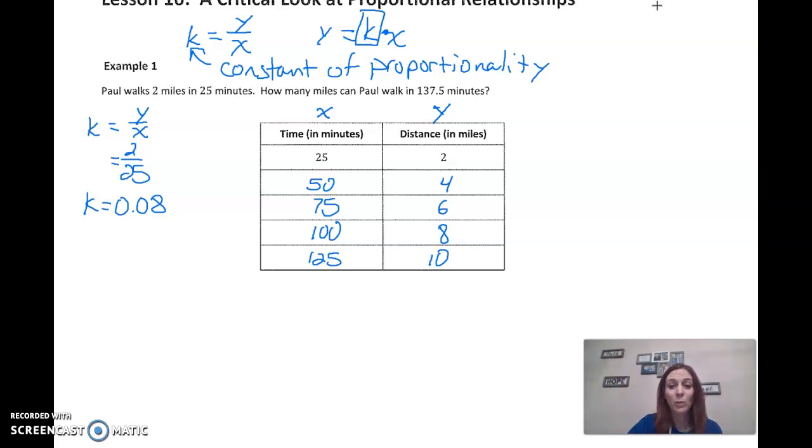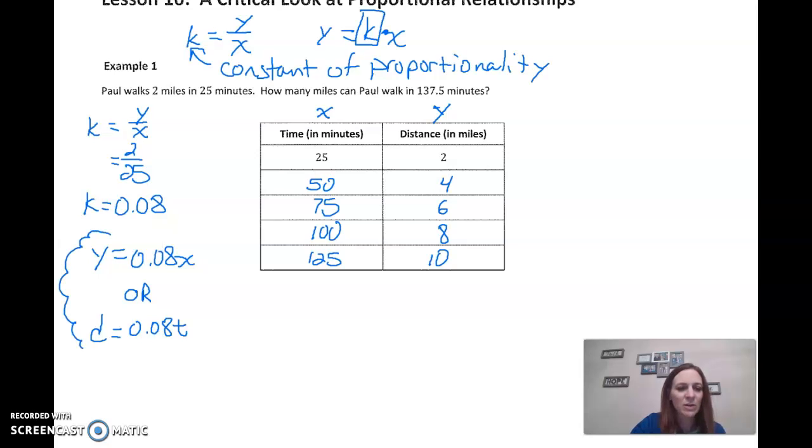I could write an equation. Remember, my equation is just whatever my k is times x. A lot of times it's helpful to change your variables so we know what they're talking about. For our x, we're talking about time, so maybe I would say 0.08 times t, time, or m for minutes. And y is our distance, our miles. So I might say distance equals 0.08 times t. And honestly, either of these would work.